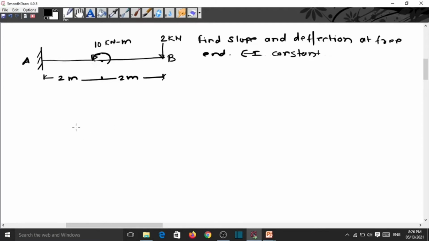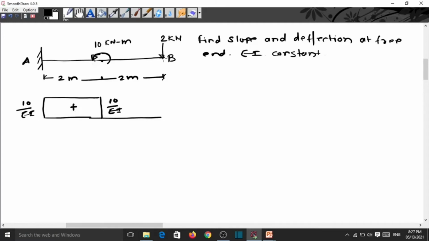Now for this we have to draw the BMD. So we are drawing a separate BMD for each separate load, first only for this moment here. The BMD is like this. This moment creates the sagging bending moment. So this is the BMD. This is 10, so this is 10 by EI, and this is 10 by EI. And this is positive.